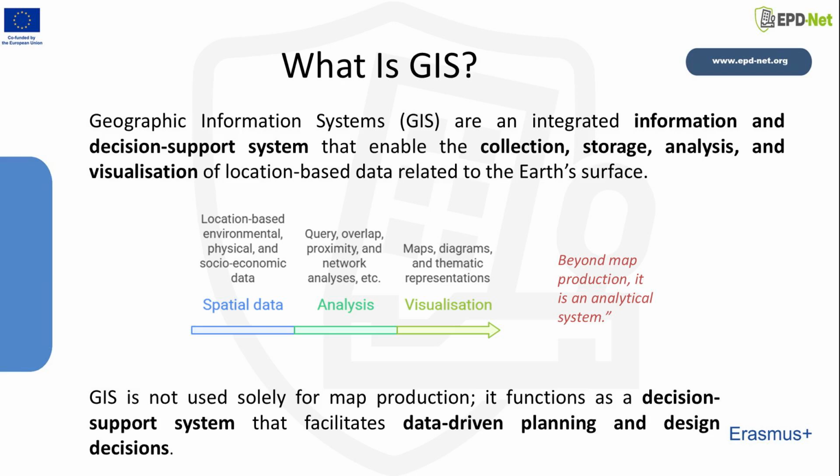Geographic information systems, GIS, are integrated information and decision support systems that enable the collection, storage, analysis, and visualization of spatial data related to the Earth's surface. GIS goes beyond simple map production. It allows the integration of environmental, physical, and socio-economic data to support spatial analysis and informed decision-making processes.